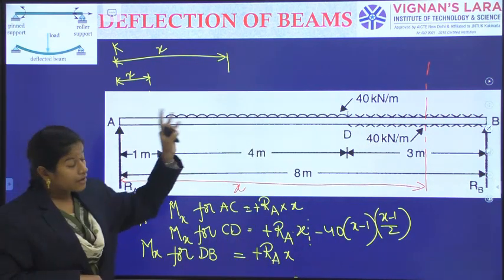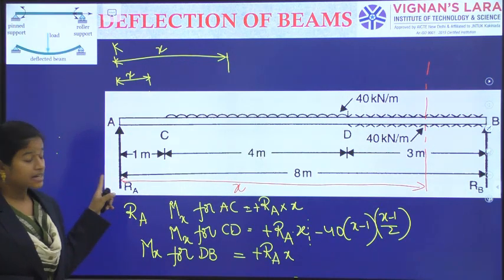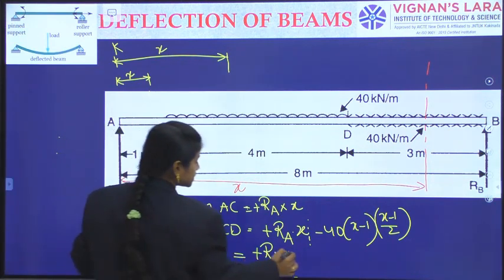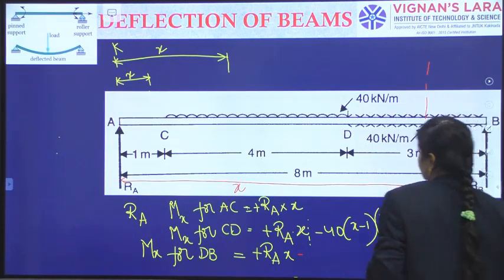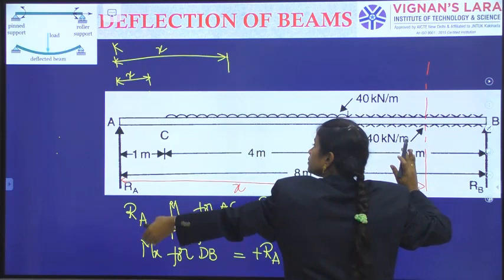After applying the downward UDL and upward UDL, next write the bending moment equation for the DB span. So what is it involving? It is involving plus RA into x. See here, it is involving plus RA into x.